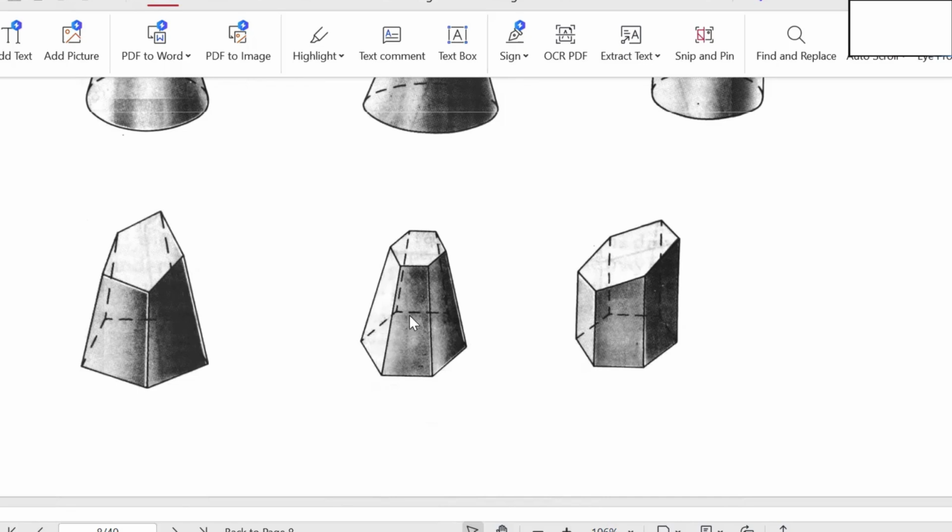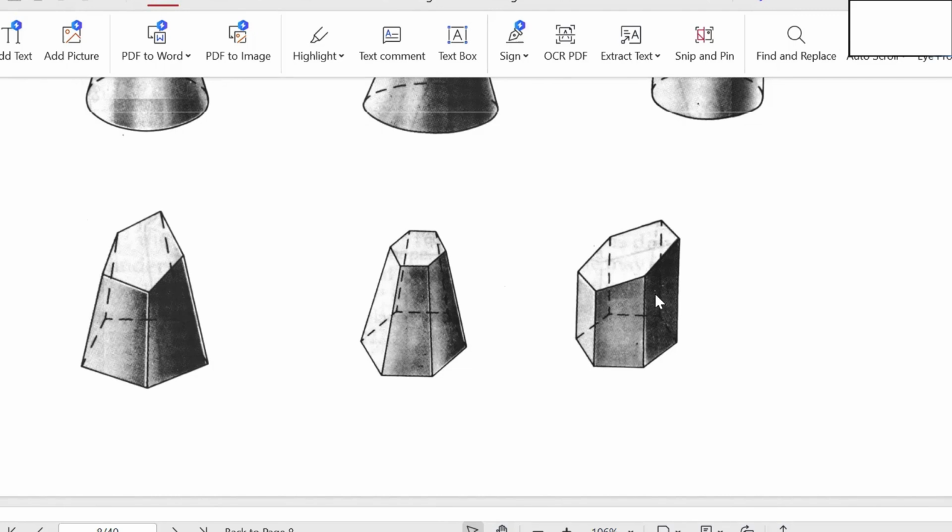Then coming to this, this is also a pentagonal pyramid. Here the top portion is removed, but the cutting is parallel to the base. Whenever it is parallel to the base, we get another pentagon which is parallel. This one is parallel, but this one is not parallel. Why? Because the cutting is inclined, hence an inclined surface is formed. Here, parallel to the base, another pentagon is obtained.